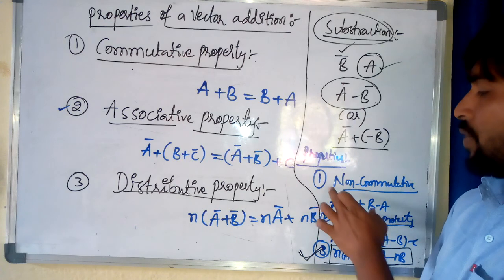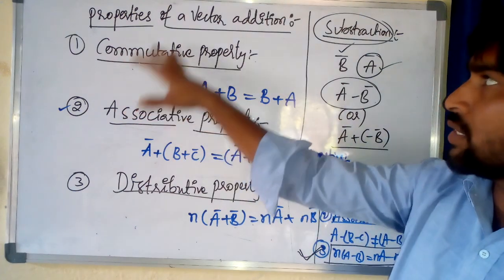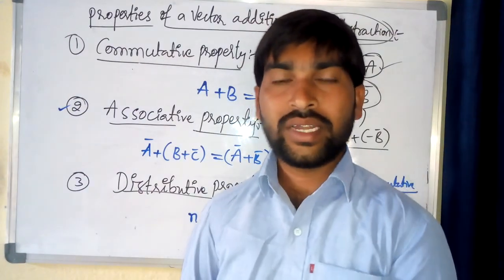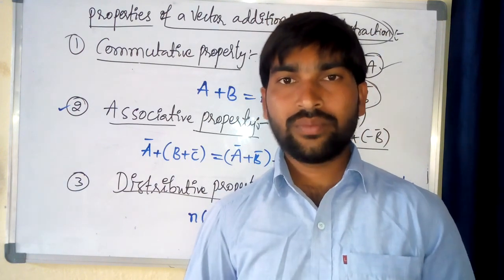So these are the properties of vector addition and vector subtraction: what subtraction is and what properties it satisfies. This is the information about the properties of vector addition and at the same time the properties of vector subtraction. Thank you all.